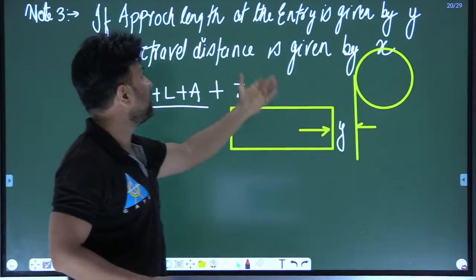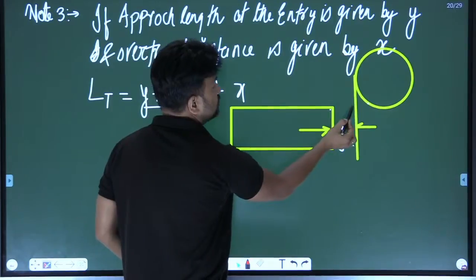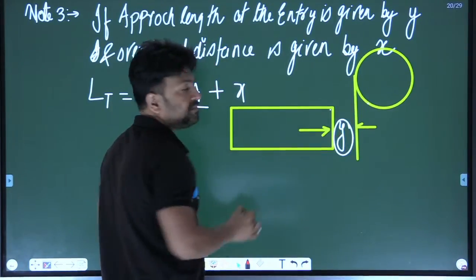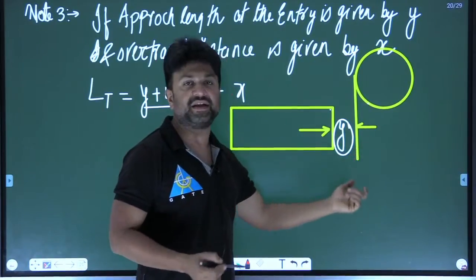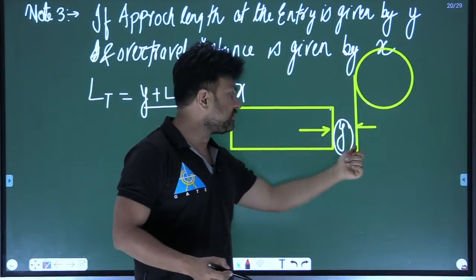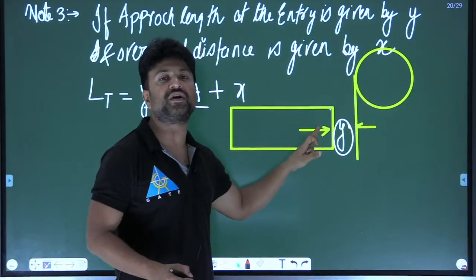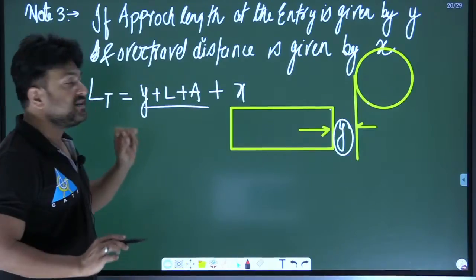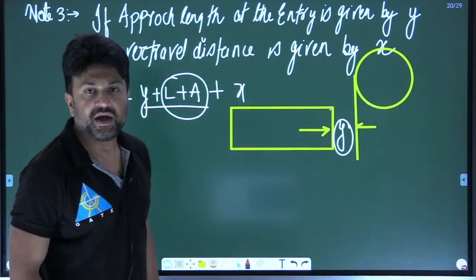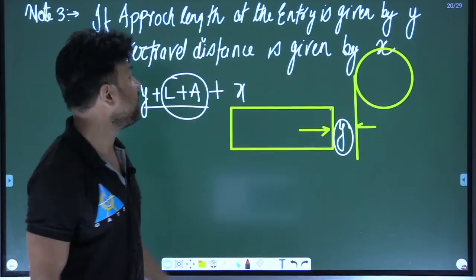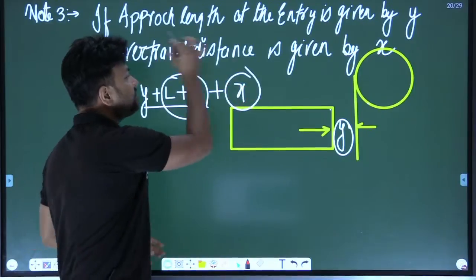Beta, approach length means the milling cutter or the workpiece has to travel that much distance first. If there is a gap between the workpiece and the milling cutter initially, then the workpiece will travel y length. Then the milling cutter comes in contact with the workpiece and the machining will happen, and you know this is a compulsory length for machining. If over travel distance is given by x, then you add x. Simple.